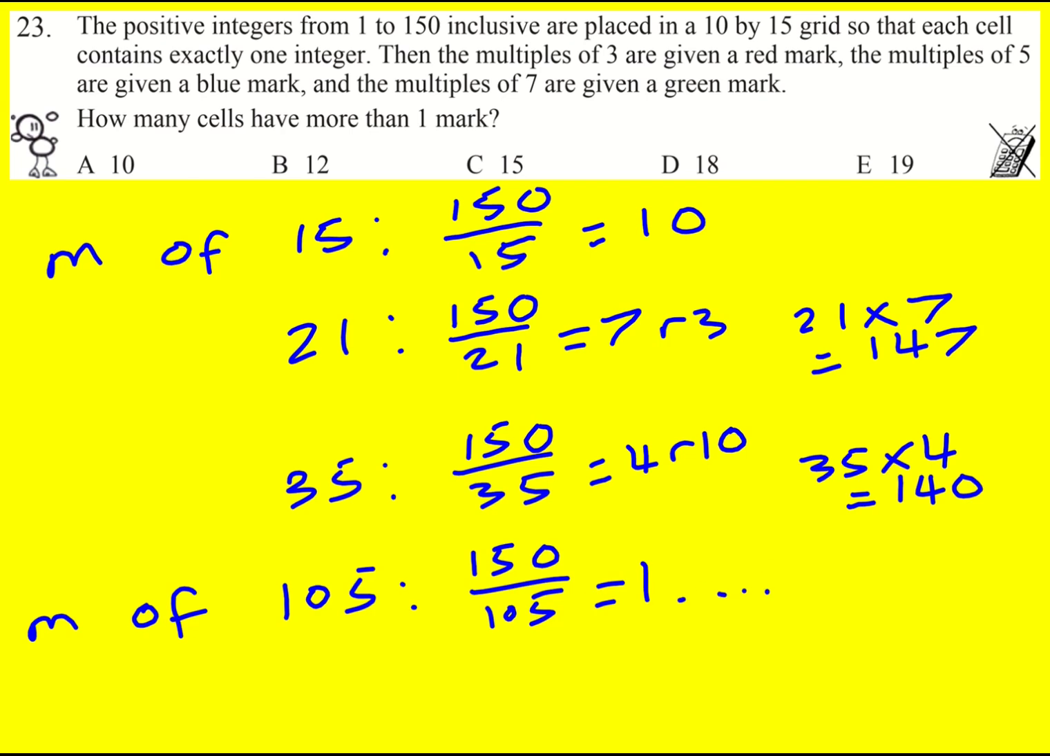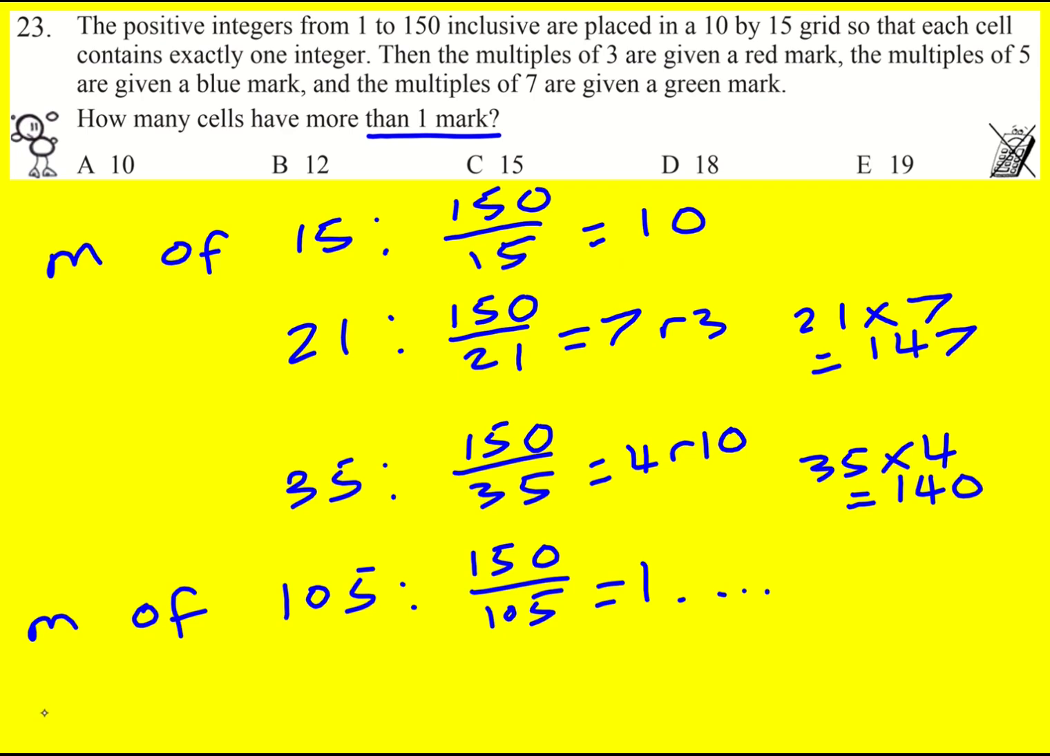So what we have, but the thing is, we've counted it here, we've counted it here, and we've counted it here. That one number, 105, has been counted 3 times, whereas I only wanted to include it once. So for my final answer, how many cells have more than one mark?